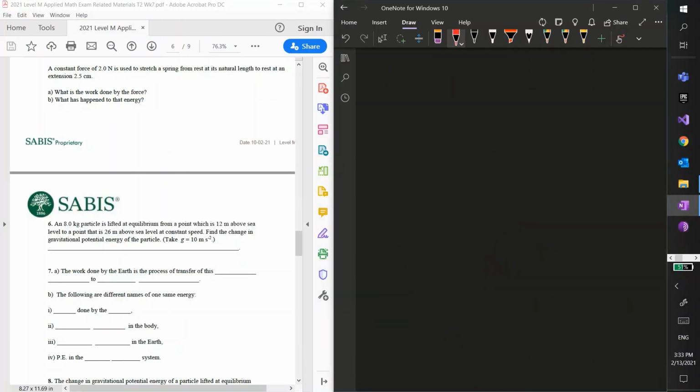Okay, so question 6. A particle of mass 8 is lifted at equilibrium from a point which is at 12 meters above sea level. So here's sea level, and your particle is initially at 12 meters above sea level. It was raised to a point that is 26 meters above sea level. So it went from here to here. Now they're asking for the change in gravitational potential energy.